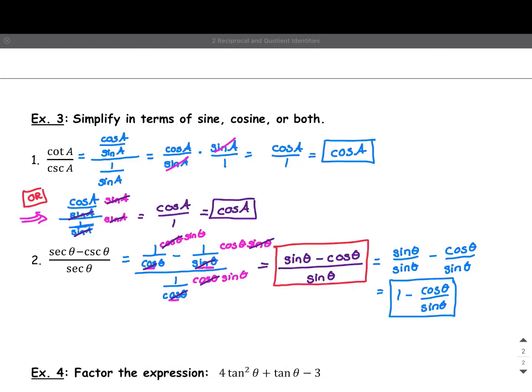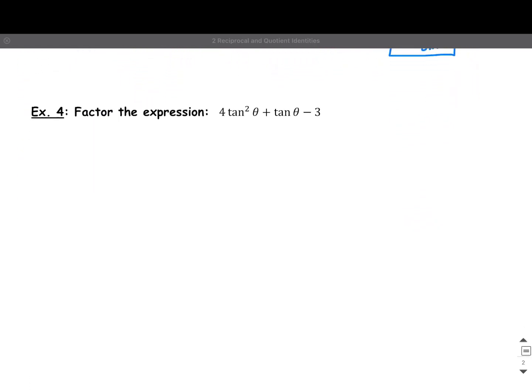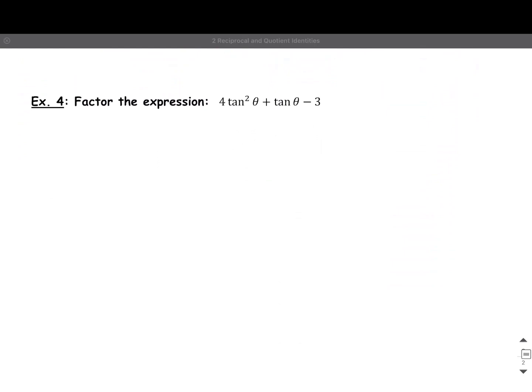Last problem of the lesson, we want to factor. Factor the expression 4 tan squared theta plus 4 tan theta minus 3. And you guys are going, oh my gosh, I don't know how to factor like that. So, okay, let's back it up. Let's try a simpler problem. Suppose I asked you to factor 4x squared plus x minus 3. This you do know how to factor. You may not love it, but you do know how to do it.